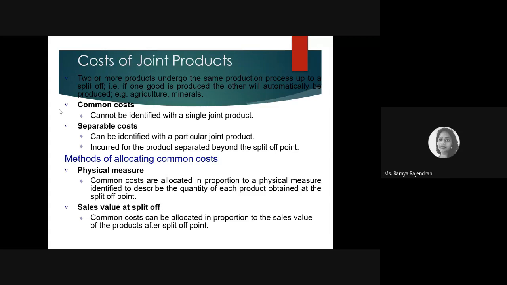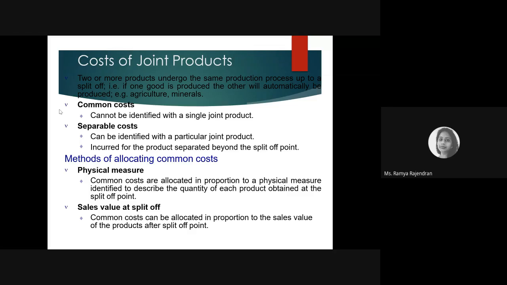Next one is separable cost. So a few costs, maybe the engine capacity can be the same, but imagine the roof covering the back of the car, right? The money spent on making that would be more for the Swift Dzire than for the Swift car, right? So here this can be identified as a separable cost. Okay.